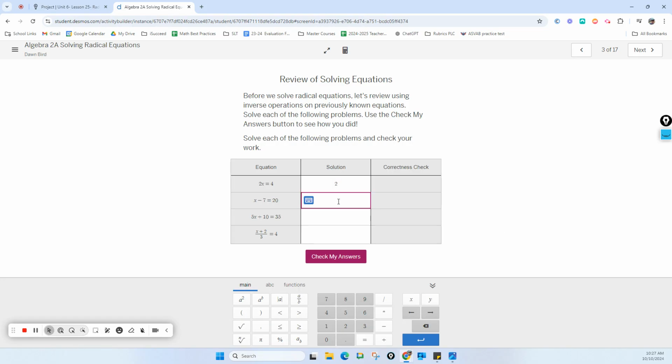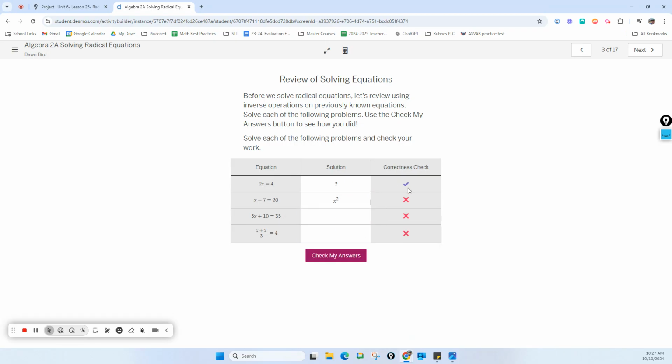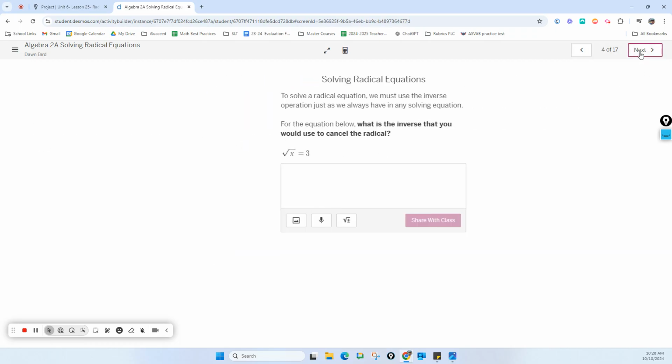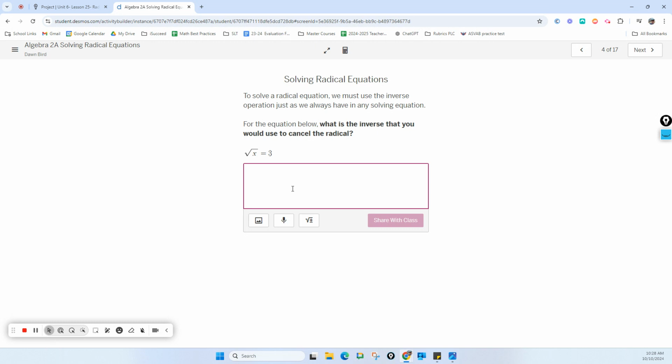But if I needed to say the answer was x squared, heads up, it is not the answer. But if it were, I can use this type down below to get that exponent. I can check my answers. So here I can tell how many answers I got correct or incorrect, which is a nice gauge to know, do you need to revisit any of your solutions here before you move to the next slide. So I'm going to move to the next slide. And then here we are asked to answer this question. What is the inverse that you would use to cancel the radical?